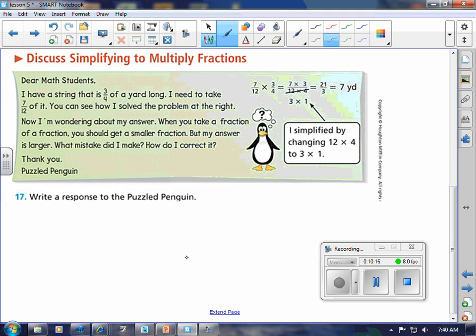So I want you guys to respond to Puzzled Penguin. Help him correct it. And this is where we'll start tomorrow with your groups.